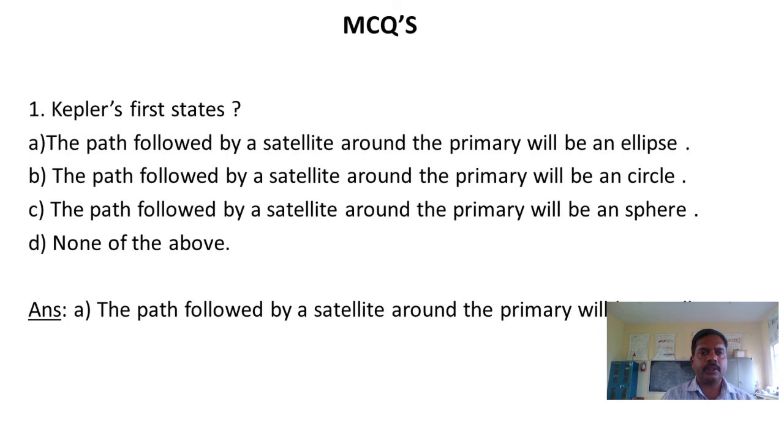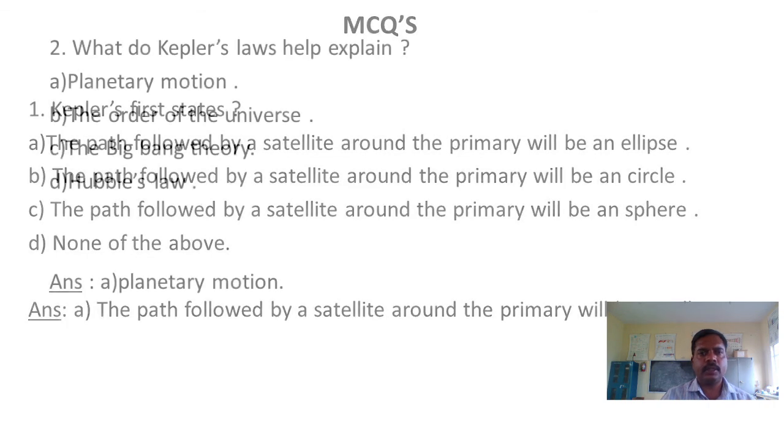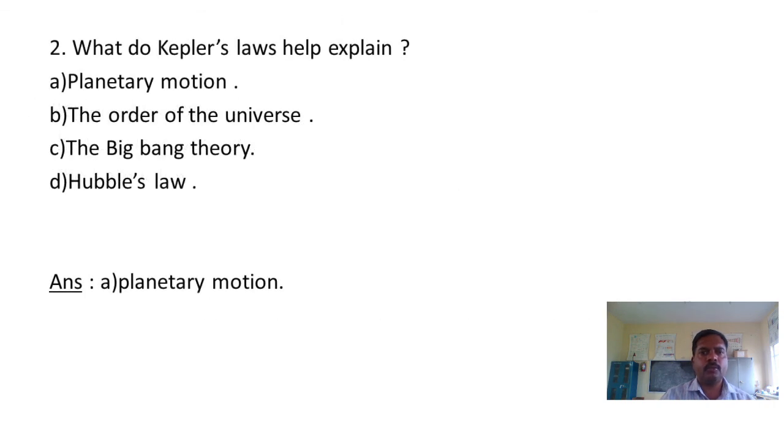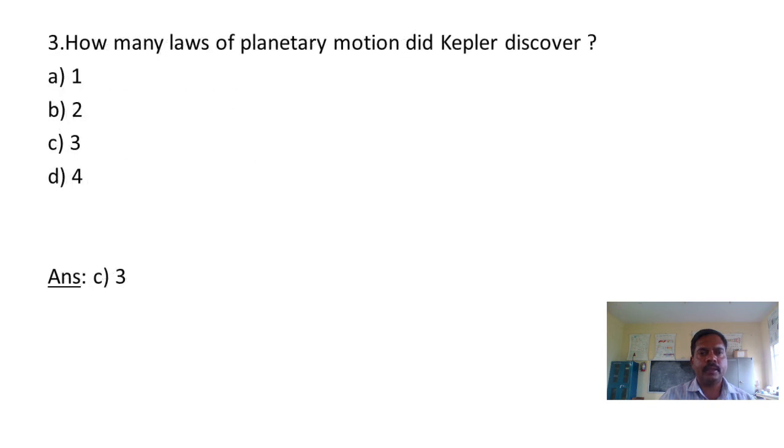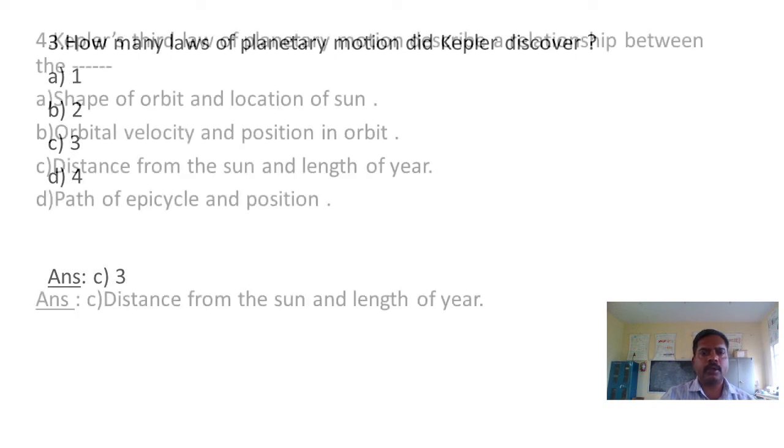Kepler's first law states: these are the options. The path followed by a satellite around a primary will be an ellipse. Second one, what do Kepler's laws help to explain? So it explains planetary motion. The first option A. How many laws of planetary motion did Kepler discover? So that is C. The 3 laws.